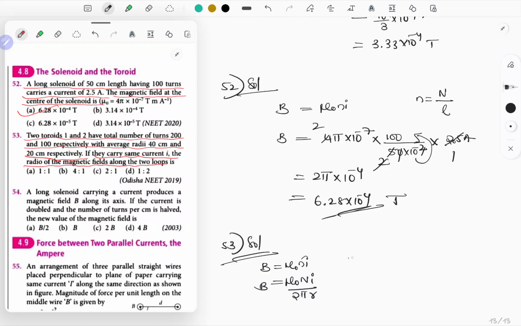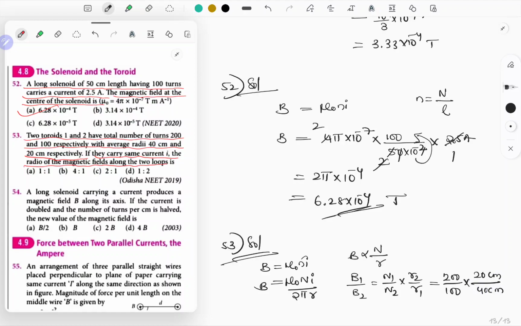Here magnetic field due to a toroid is directly proportional to number of turns and inversely proportional to average radius. So you can write B1 by B2 is equal to N1 by N2 into R2 by R1. Let me substitute. Toroid 1 and 2: the first one has 200 turns, the second has 100 turns, that is 200 divided by 100 turns into radius. First one has radius 40 centimeter, next 20 centimeter. So 20 centimeter divided by 40 centimeter.